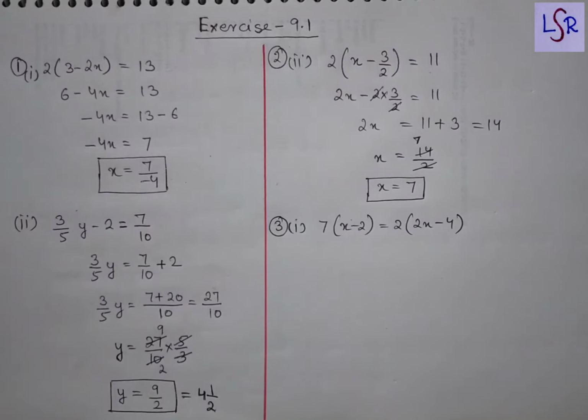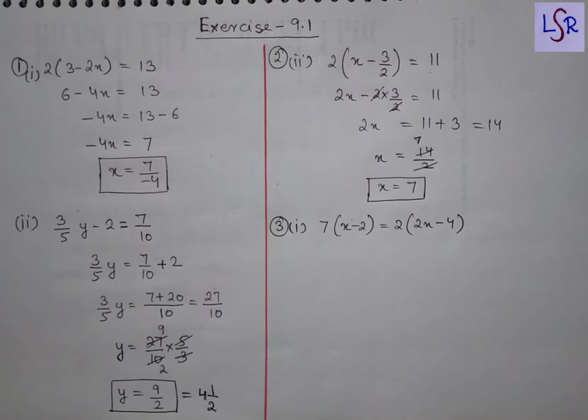Now let's see question number 3, first part. Here in this question we are having 7 in a bracket, x minus 2 in LHS. In RHS we are having 2 in a bracket, 2x minus 4. Very first of all we will open the brackets. Here we have got this.